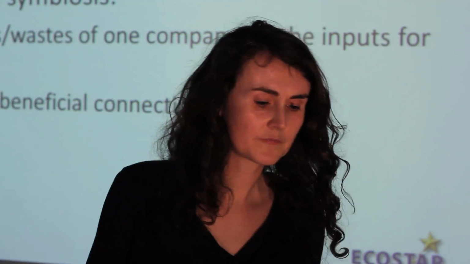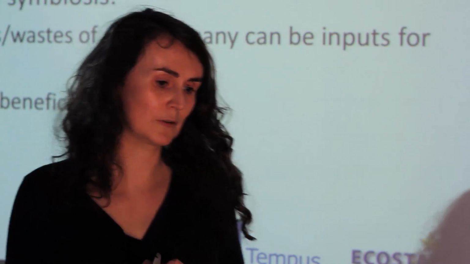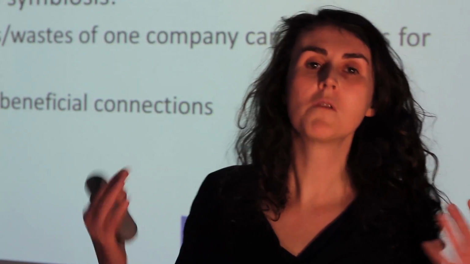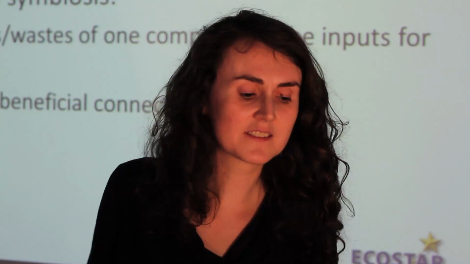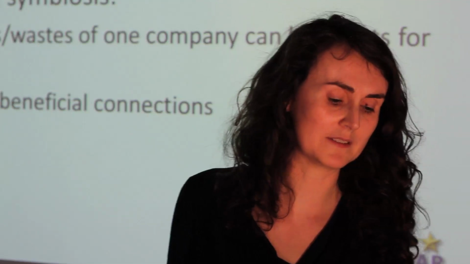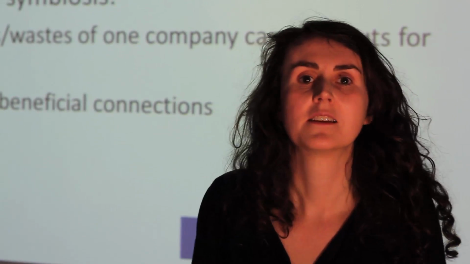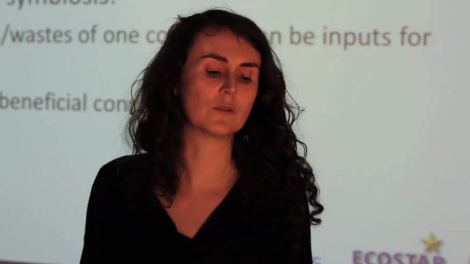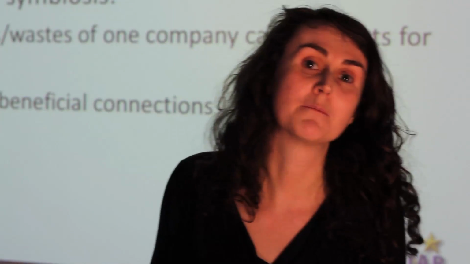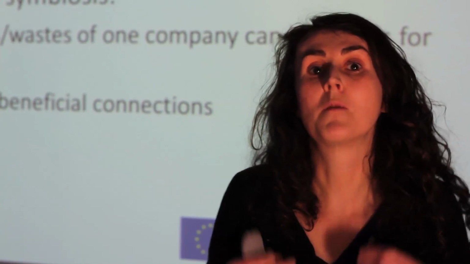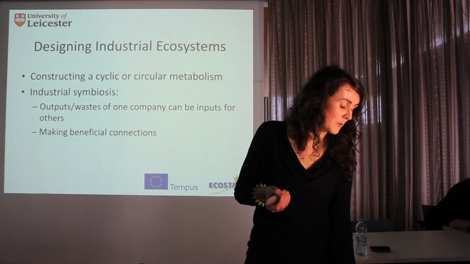So, we're going to try to use these design principles to design our own industrial ecosystem. What we're really thinking about is constructing a cyclic or circular metabolism within an industrial region. And going back to the very basics, we'll be thinking firstly about industrial symbiosis, so how the outputs or wastes of one company can become inputs for another, and we'll make beneficial connections between companies in the ecosystem. And those beneficial connections can be quite broad.